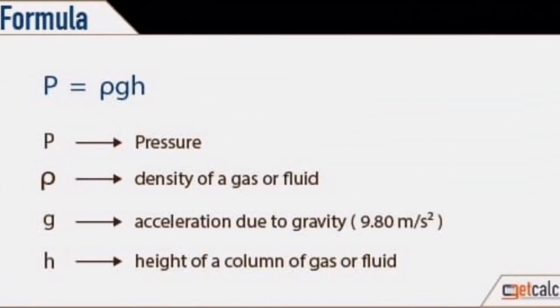The formula for pressure is P equals rho g h. P is the pressure exerted by the liquid in Newton per meter square or Pascal. Rho is the density of the liquid in kilogram per meter cube, or we call slug per feet cube. g is the acceleration due to gravity, taken as 9.81 meter per second square. h is the height of the fluid column in meter.